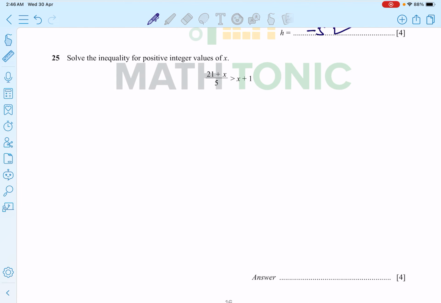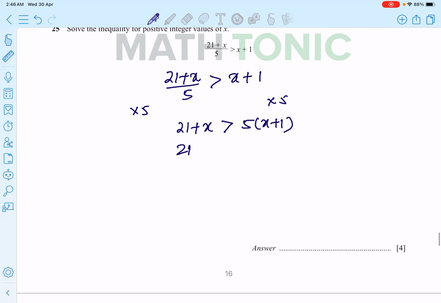Solve this inequality. Simple. We can say (21 plus x) over 5 is greater than x plus 1. So we can just multiply 5 on both sides. So 21 plus x is greater than 5 times (x plus 1), so it will be 21 plus x greater than 5x plus 5. Try to rearrange it. Do minus x, so 21 is greater than 5x minus x, which becomes 4x, plus 5.